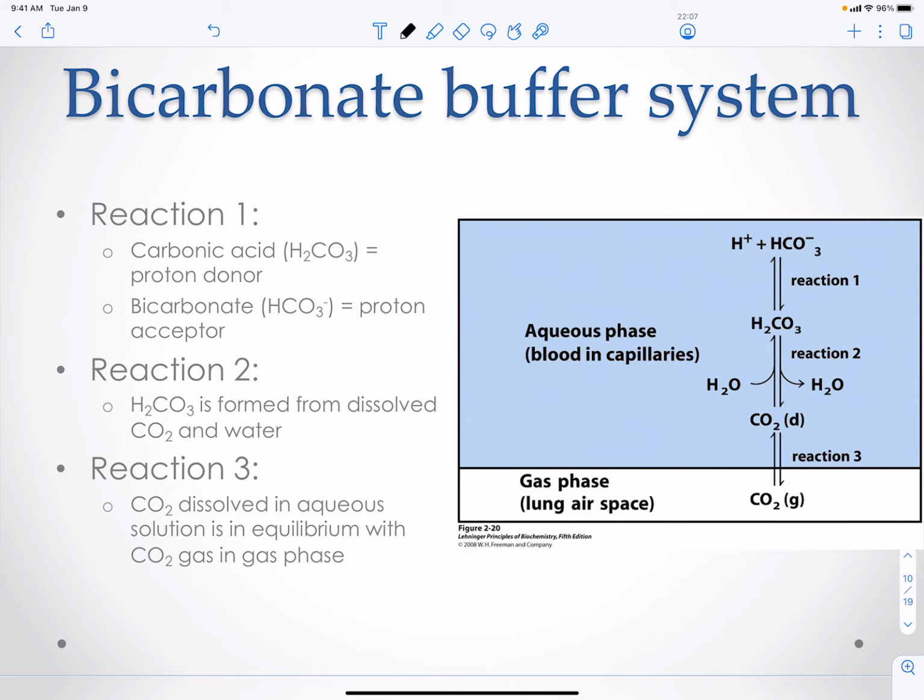So this is the bicarbonate buffering system. You have reaction 1, in which you have carbonic acid, and bicarbonate is the proton acceptor. Reaction 2 is where you have carbonic acid being formed from dissolved CO2 and water, and then in reaction 3, you're going to have your carbon dioxide in aqueous solution in equilibrium with the gas phase in the actual lungs.